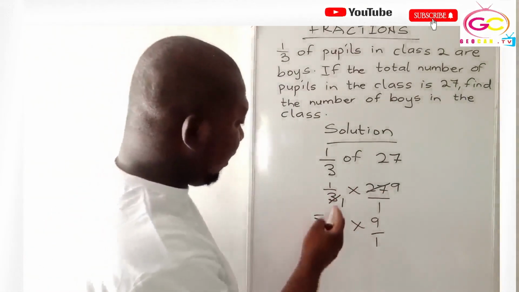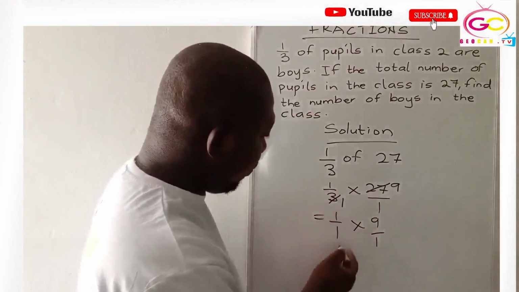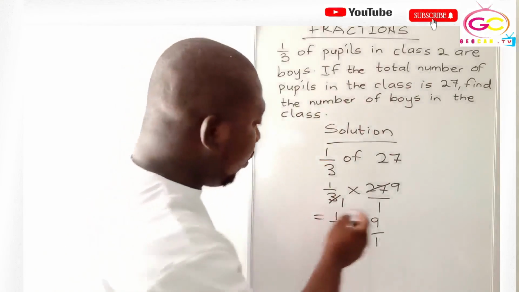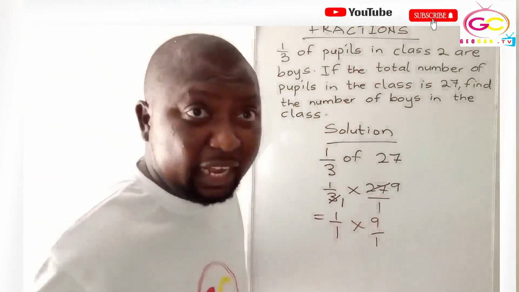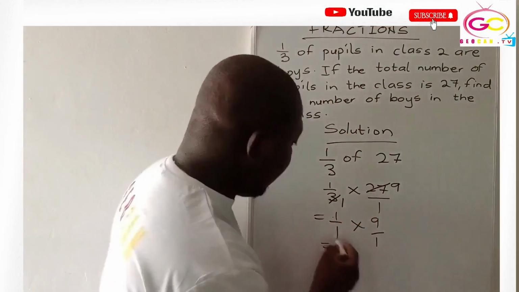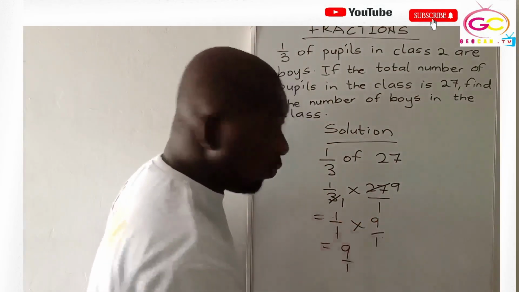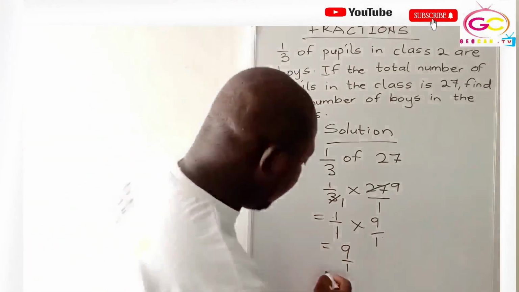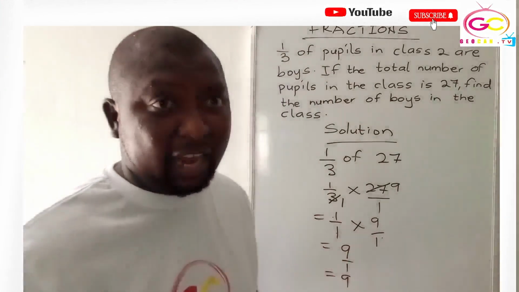Now, can we cancel vertically? No, we can't cancel again. Then we can just multiply horizontally. So 9 times 1 will give us 9, and 1 times 1 will give us 1. And any number over 1 is the same as that number. So it will give us 9.